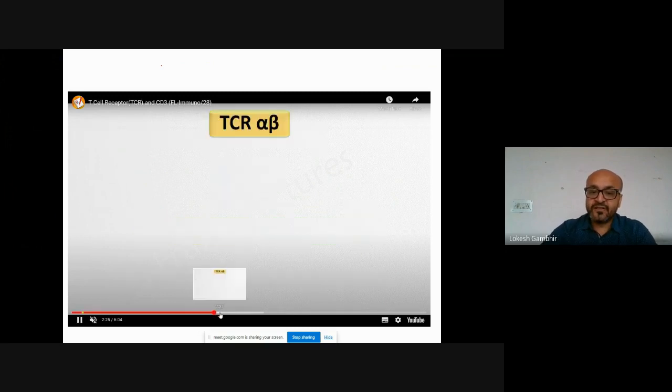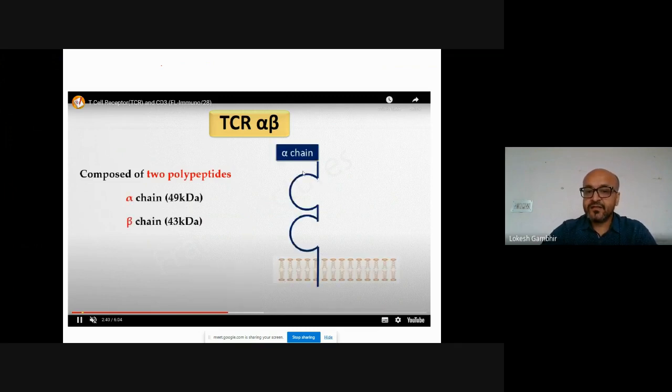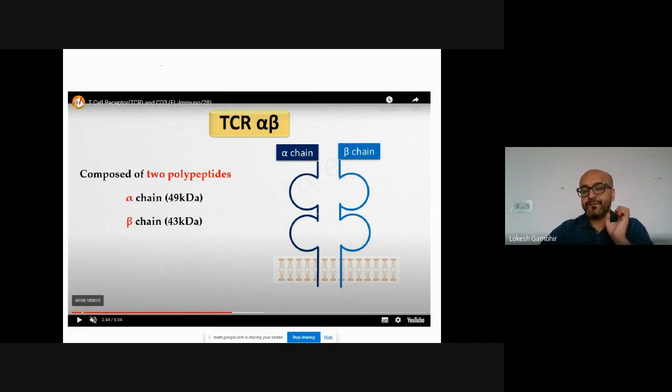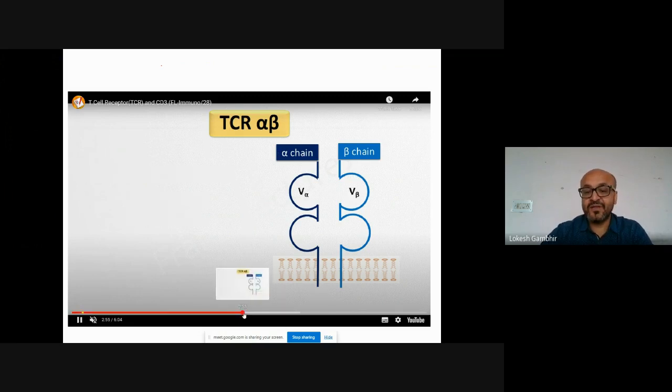So when we are talking about T cell receptor alpha and beta, it is composed of two polypeptide chains. This is the membrane. It contains an alpha chain and a beta chain. Now, if you take out this receptor from the cell and go for SDS-PAGE electrophoresis, you will clearly see two different protein bands: a band of 43 kilodalton and another band of 49 kilodalton, representing the alpha chain and beta chain. So that is the reason why we say the T cell receptor is made up of alpha and beta chains. When we are talking about alpha and beta, we call them a heterodimer. So the T cell receptor is always a heterodimer.